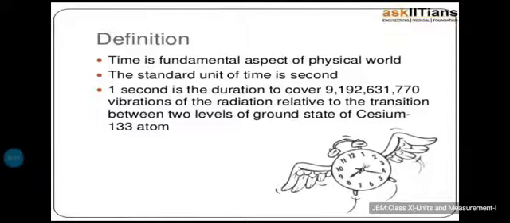Time. Time is a fundamental aspect of the physical world. The standard unit of time is the second. 1 second is the duration to cover 9192631770 periods of the radiation corresponding to the transition between the two hyperfine levels of the ground state of the cesium-133 atom. This definition was adopted in the year 1967.